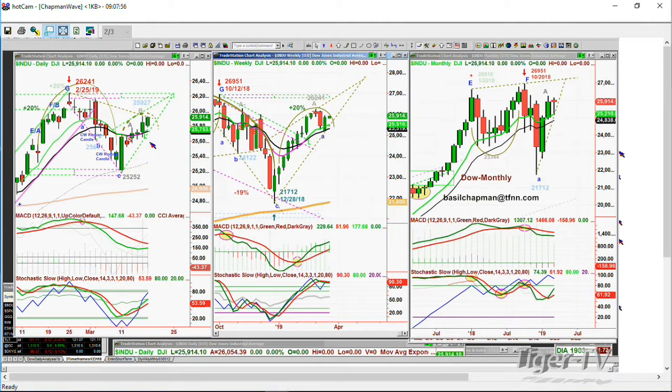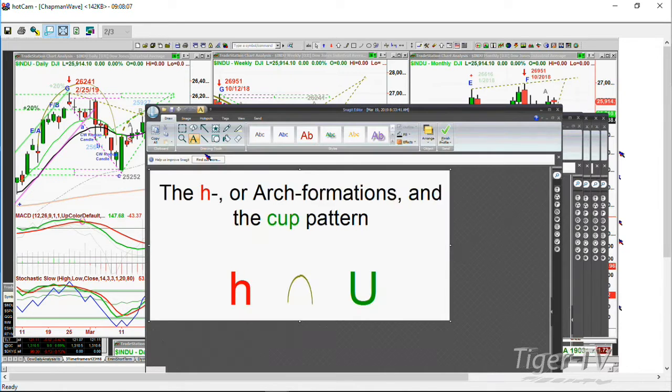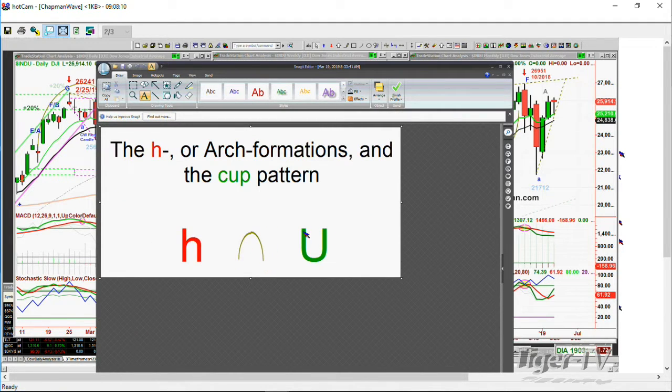But look, this is green, and that says that the Dow has gone to a leg B. And just real quickly, let me explain what that is in the Chapman wave methodology. There are a couple of things I look at. First of all, there's an H pattern, there's an arch pattern, and then there's a U or cup formation. In my work, there are only 3 patterns. There's a straight line up or down. There is the arch, which could be a V shape, but it's still an arch formation, or a cup formation, and that could be a V. So you've got an inverted V or an arch. That's 1. You've got a cup or a V-shaped pattern. That's 2, or a straight line.